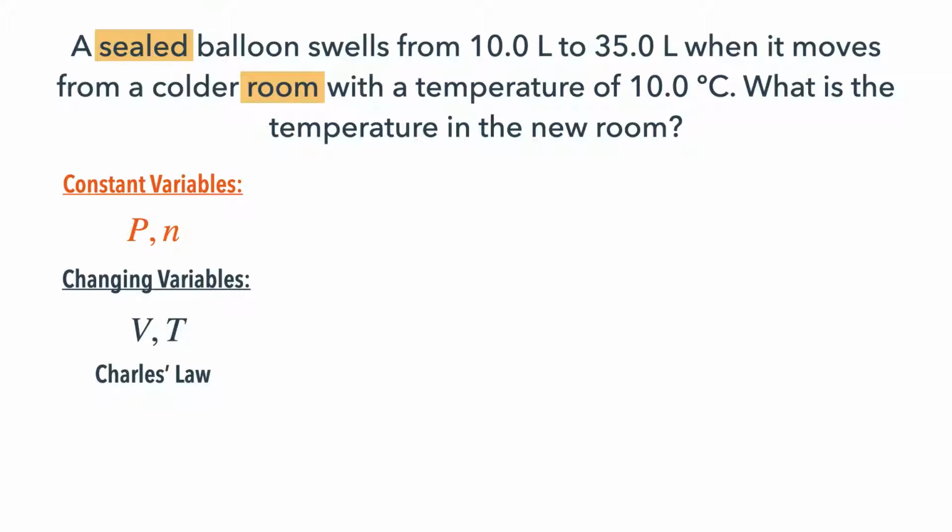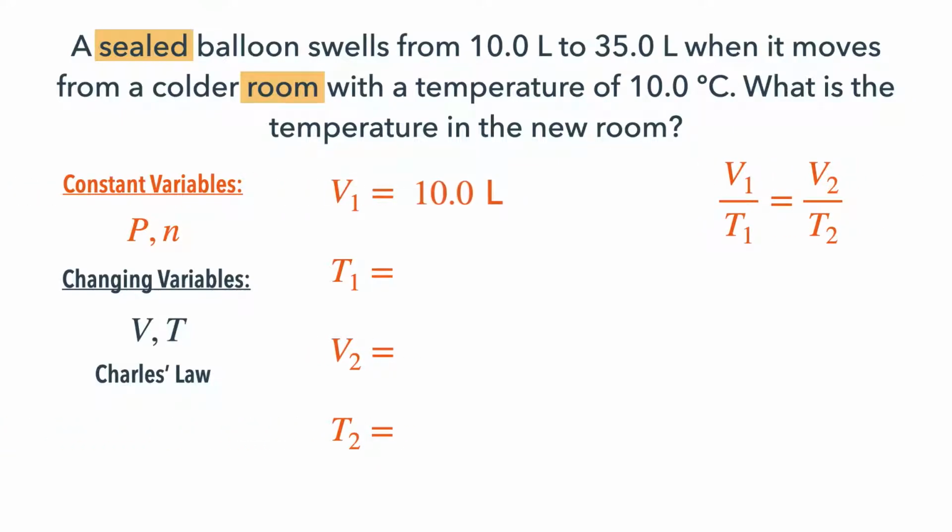Let's look at the variables we need to fill in Charles' equation. First, the initial volume is 10 liters. The initial temperature is 10 degrees Celsius, the final volume is 35 liters, and the final temperature is what we're looking for. We need to check to make sure our variables are in the correct units, or at least consistent. Both of the volume values are in liters, so we're good there. However, the temperature is in Celsius, which can't be used with the gas law equations. Thus, we are going to need to convert the value to Kelvin. To do this, we need to add 273 to get a temperature of 283 Kelvin.